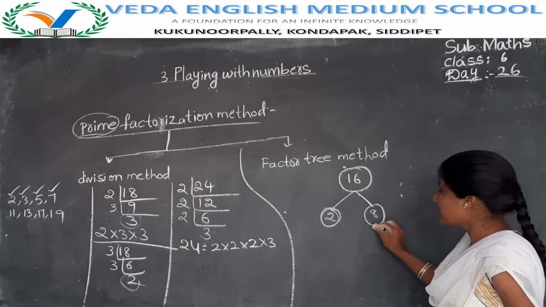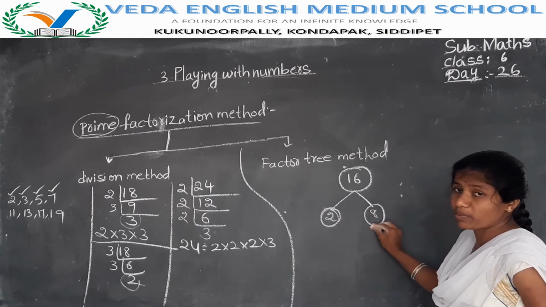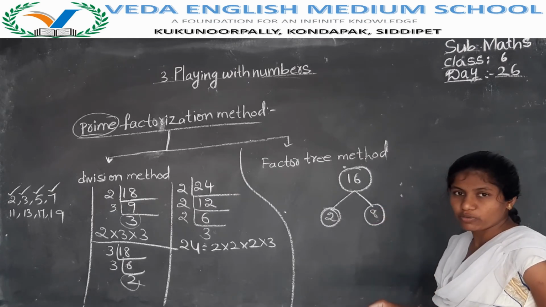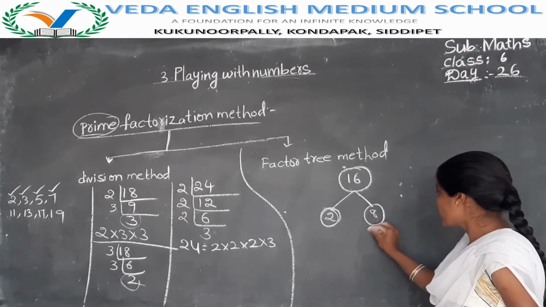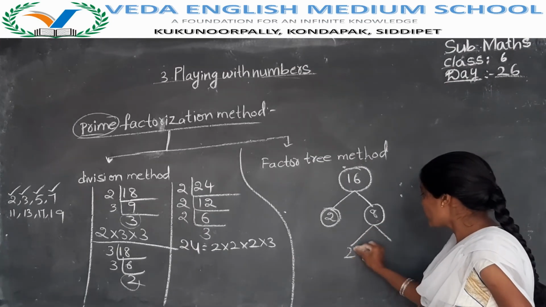Now come to the 8. Is 8 a prime number? No, 8 is not a prime number. Again, is 8 possible in the 2 table? Yes, that is 2 4s are 8.